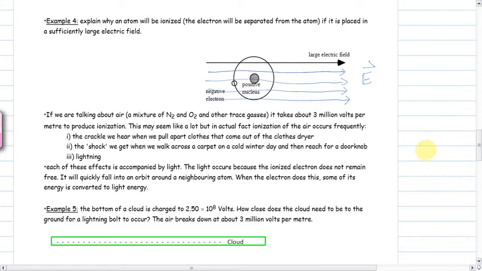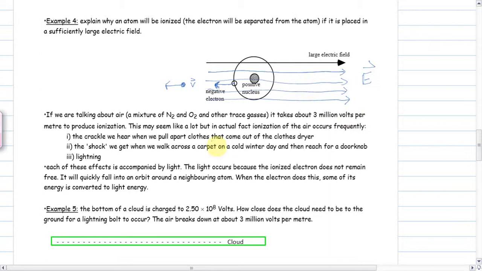What's going to happen to that electron? It's going to feel a force, right? Especially if it's large enough. It's going to feel it going that way. And it will actually move. It'll swing that way, and if it's large enough, it'll fly off. The electron will have a nice velocity over to the left, flying off. If we're talking about air mixture, that's the nitrogen and oxygen that we're breathing right now, about 3 million volts per meter will produce ionization.